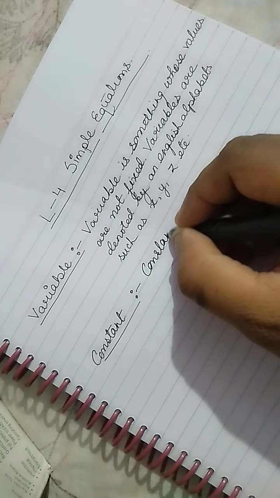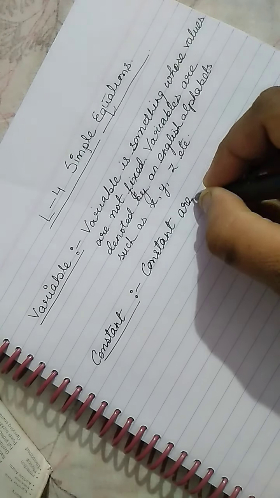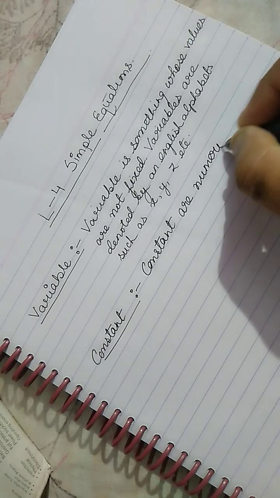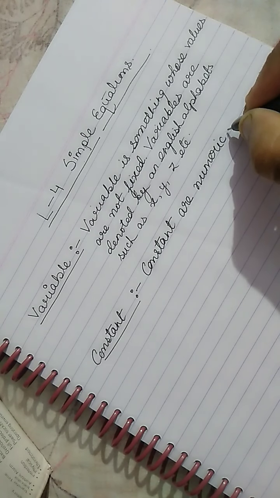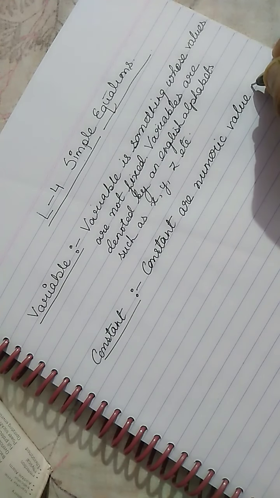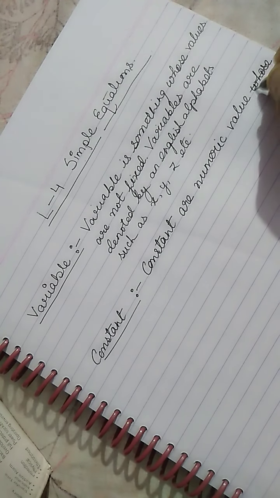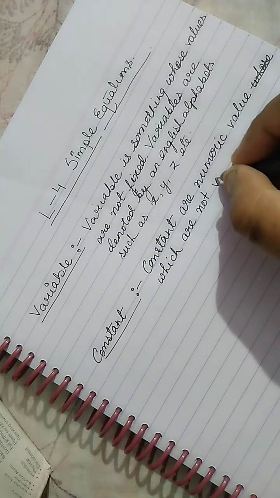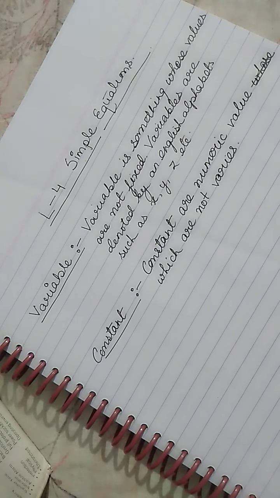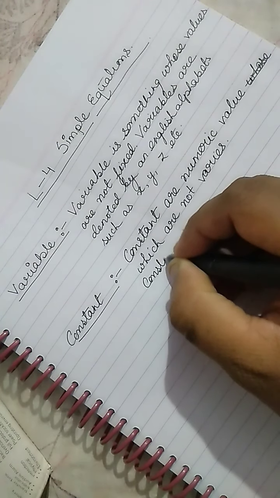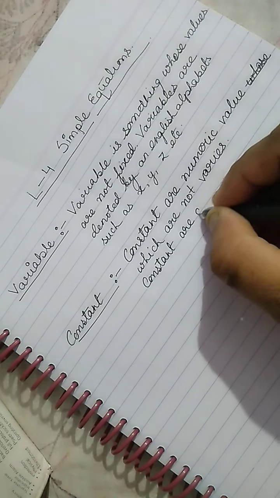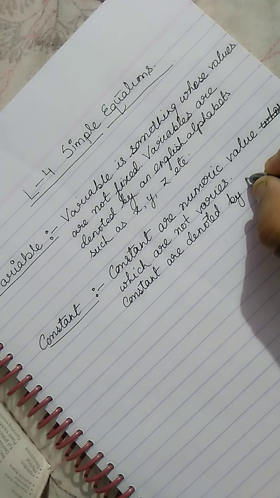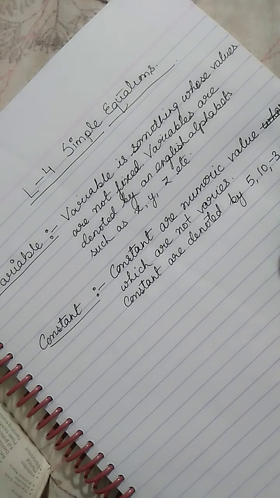Constants are numeric values which do not vary. Constants may be any number, denoted by 5, 10, -3, etc.